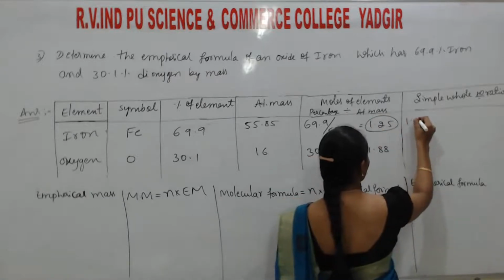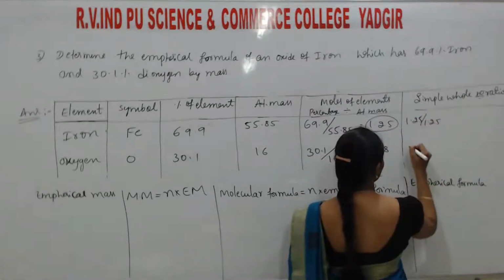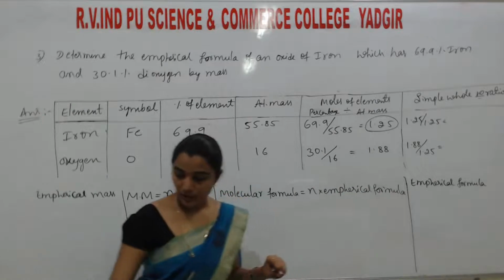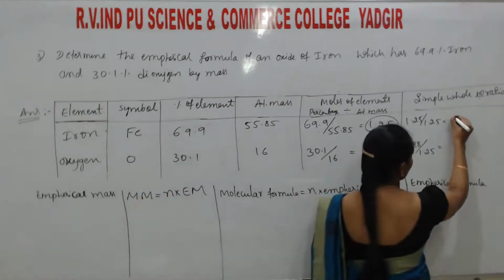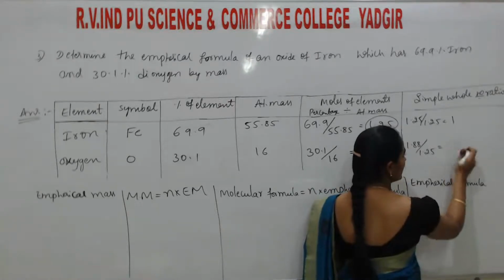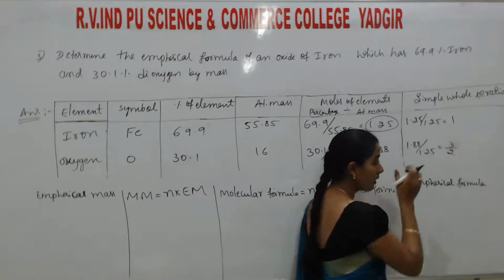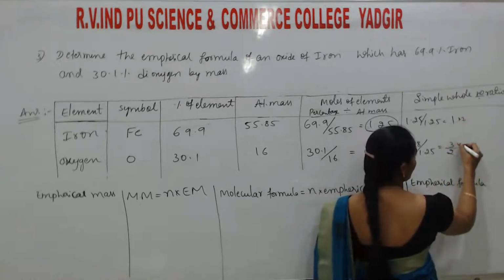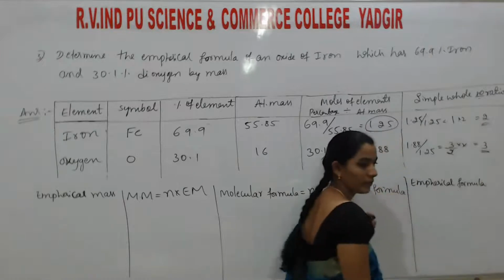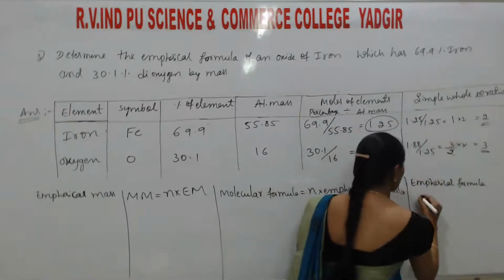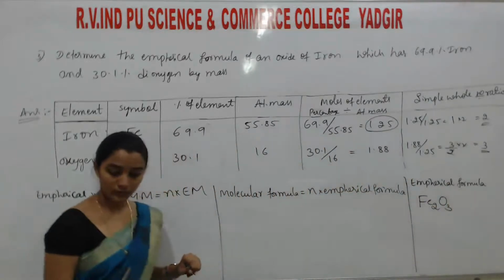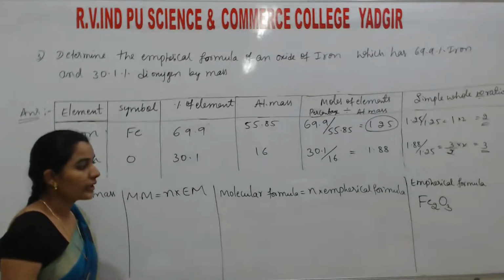Each value is divided by the smallest one. 1.25 divided by 1.25, and 1.88 divided by 1.25. So students, here you will get the answer 1 and 1.5. As I told you, if 1.5 is there, that is considered as 3 by 2. To make them into whole number ratio, each term is multiplied by 2. This is 2 and this is 3. This is the empirical formula: Fe2O3.